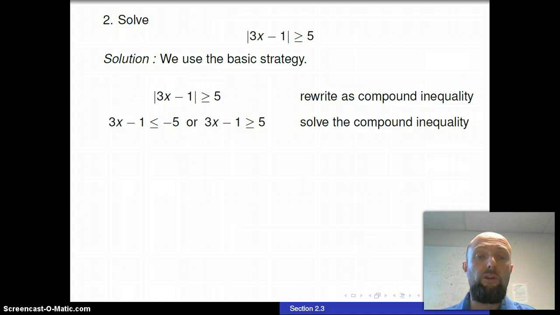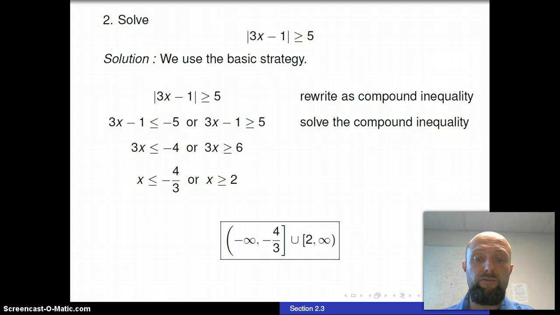We move the 1 to the right hand side by adding 1 to both sides and simplifying. Next, we divide both sides by 3, and we find x is less than or equal to negative 4 over 3, or x is greater than or equal to 2. In interval notation, we will have a union. The interval negative infinity to negative 4 over 3 union the interval 2 to infinity.